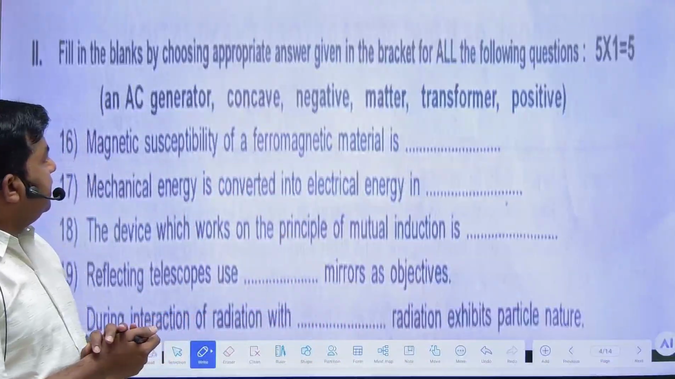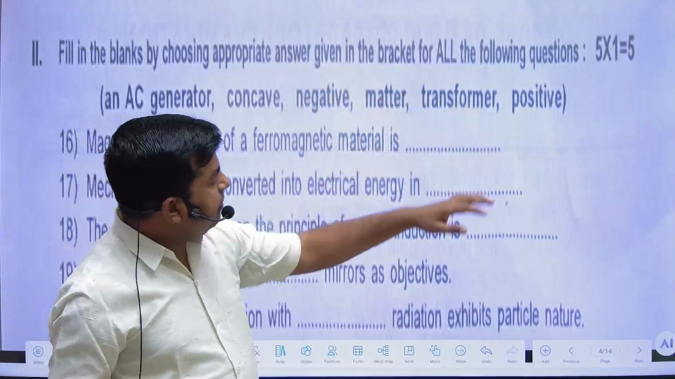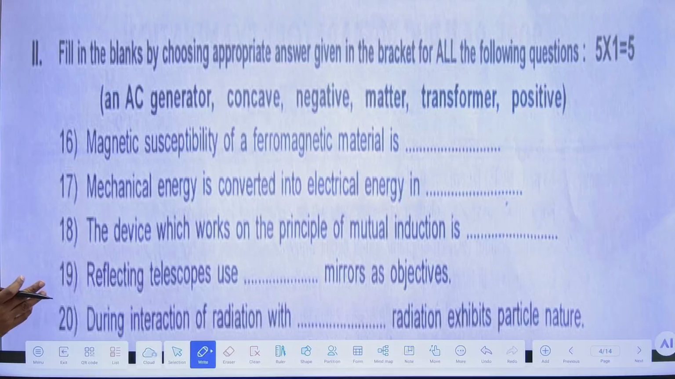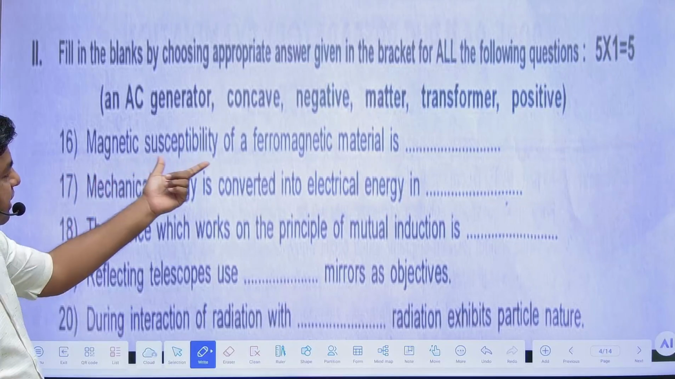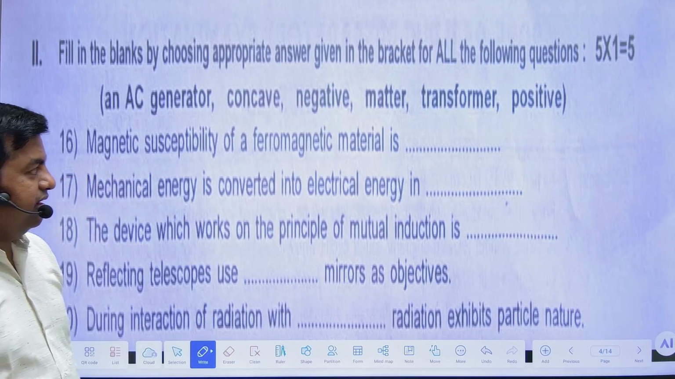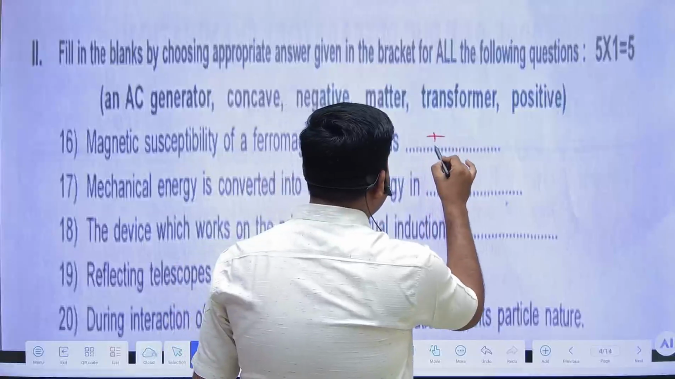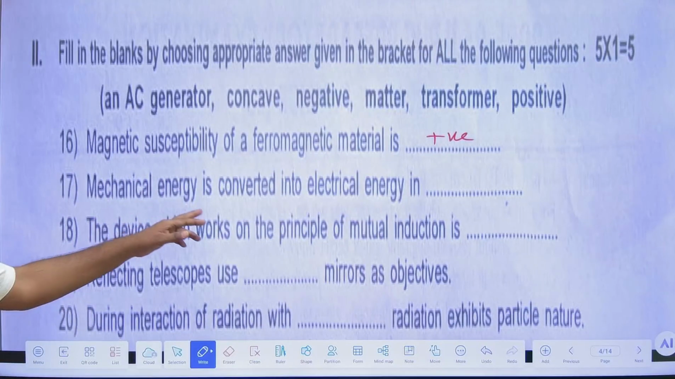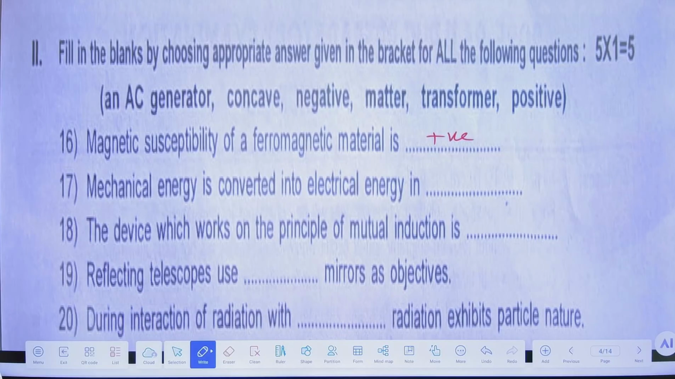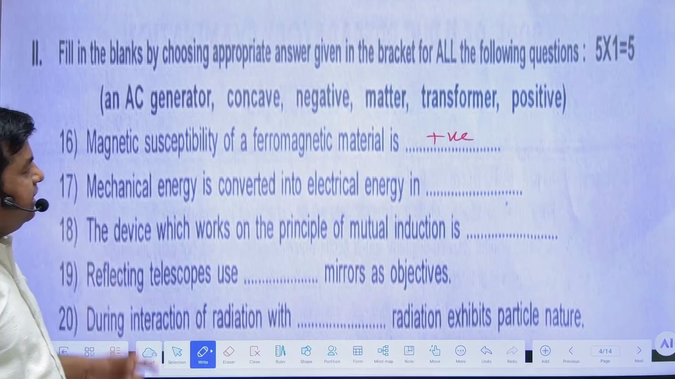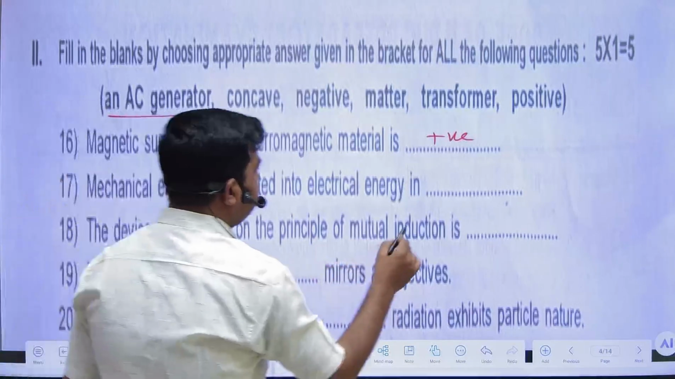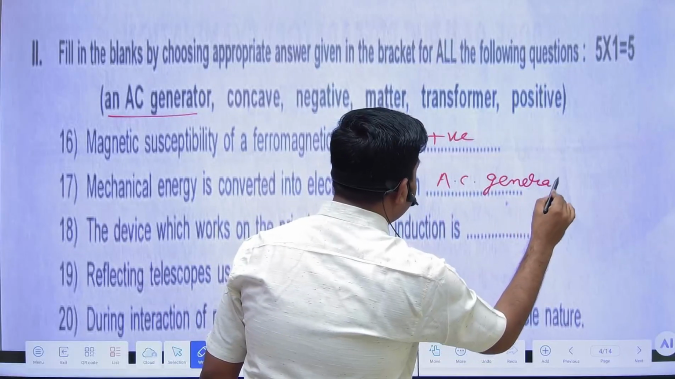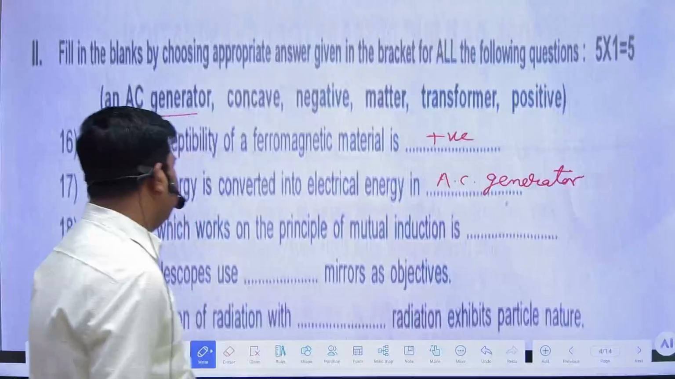Next question is, fill in the blanks by choosing the appropriate answer given in the bracket for all of the following questions. Okay, now we have to discuss first, 16, magnetic susceptibility of ferromagnetic material. It is always positive. Mechanical energy is converted into electrical energy. Which device converts mechanical energy into electrical energy? So AC generator. It converts mechanical energy into electrical energy.